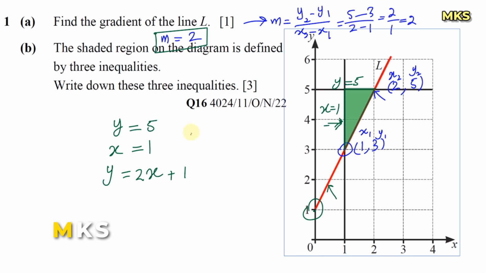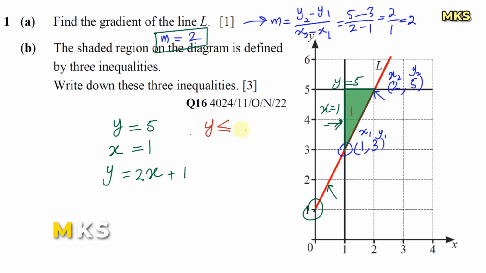Writing an inequality means we have to replace the equal to sign by an inequality. In the first case, y is equal to 5 is a horizontal line and the shaded region is below y is equal to 5. So the first inequality will be y is less than or equal to 5. Less than or equal to, because the boundaries are solid lines, so they are included in the region. Neither are dotted lines drawn, nor is it mentioned in the question that the boundaries are not included.